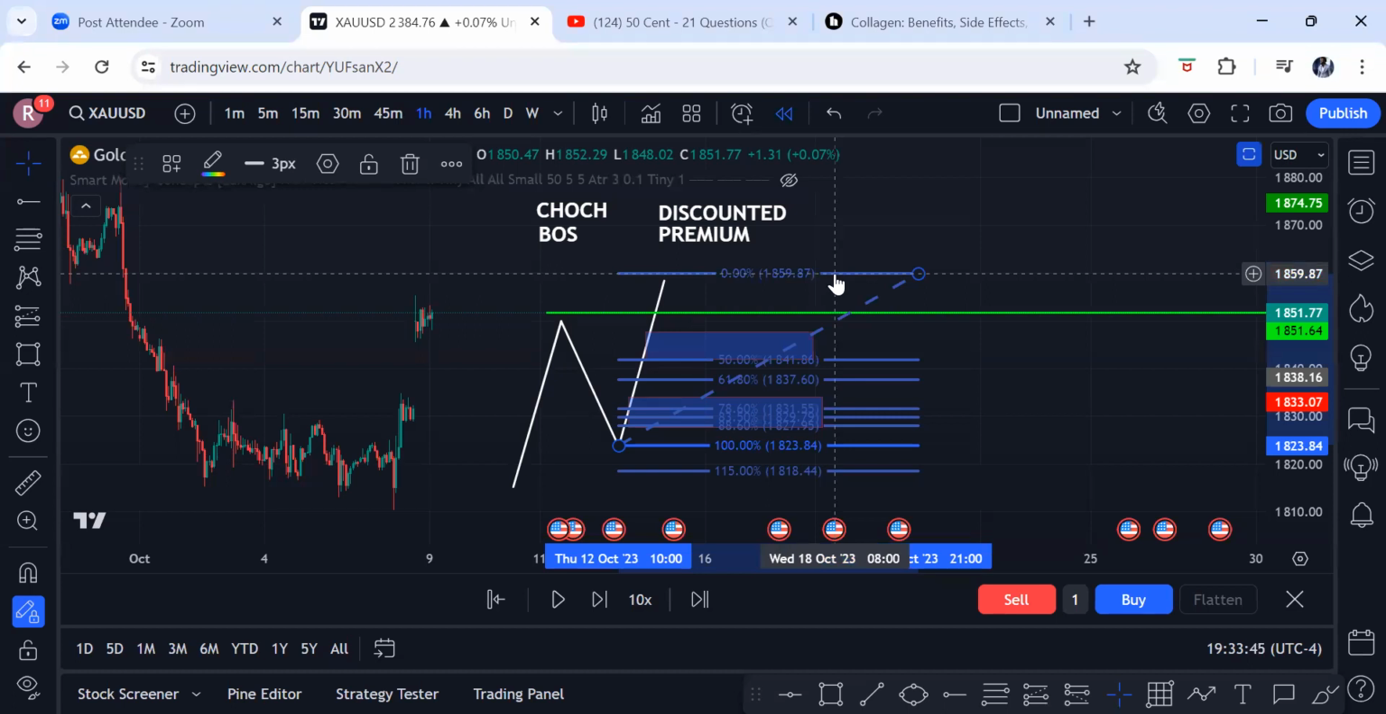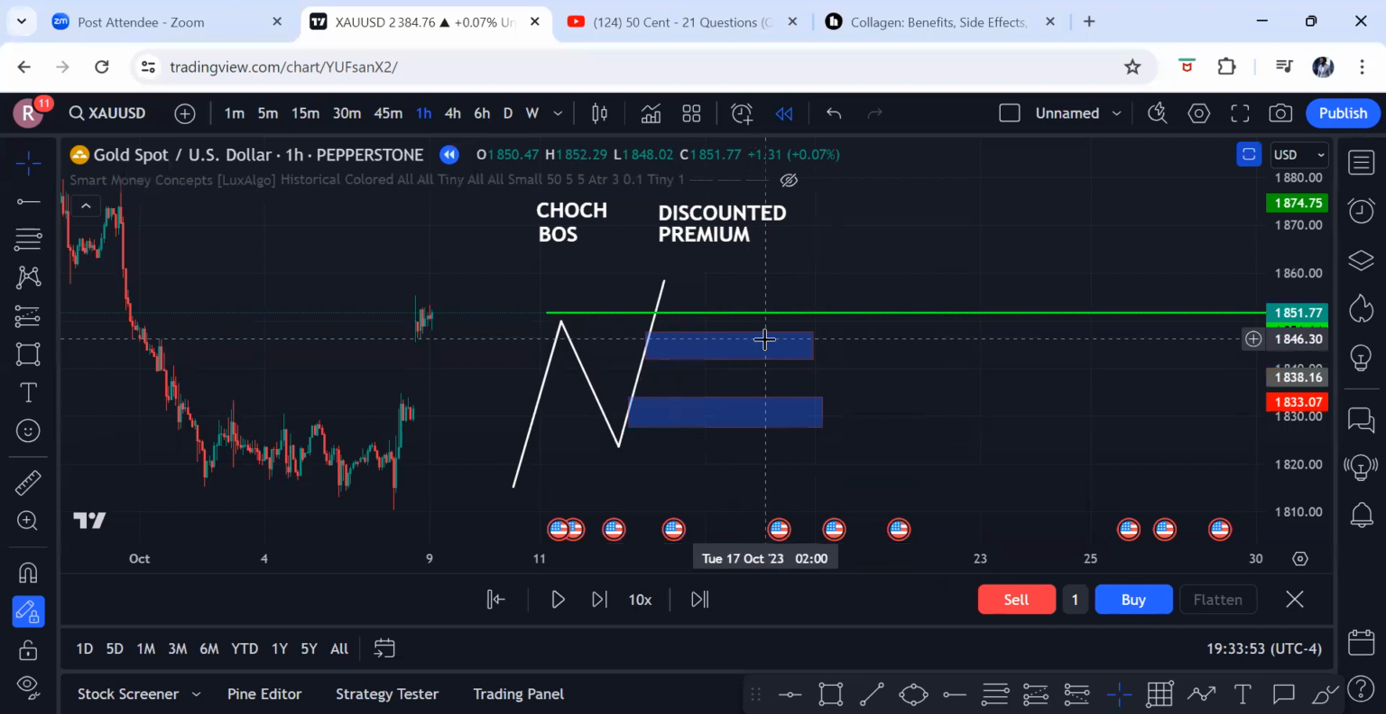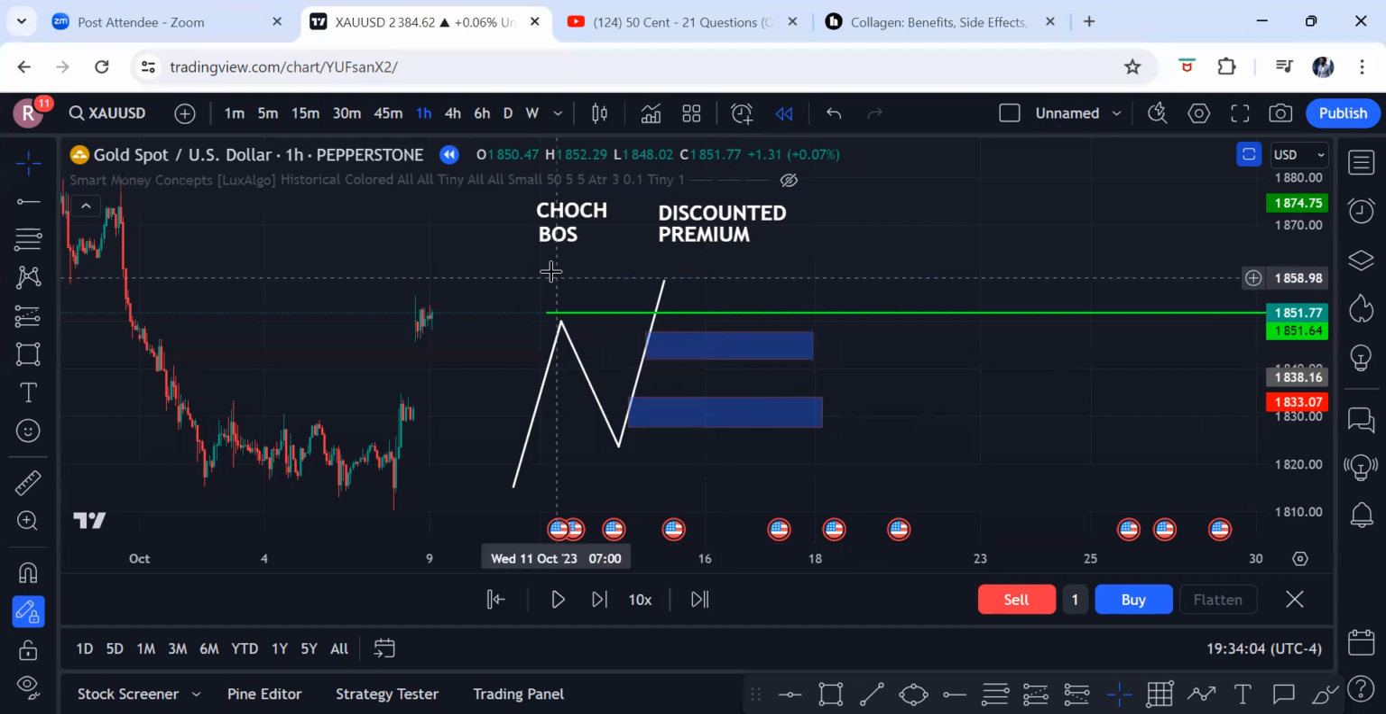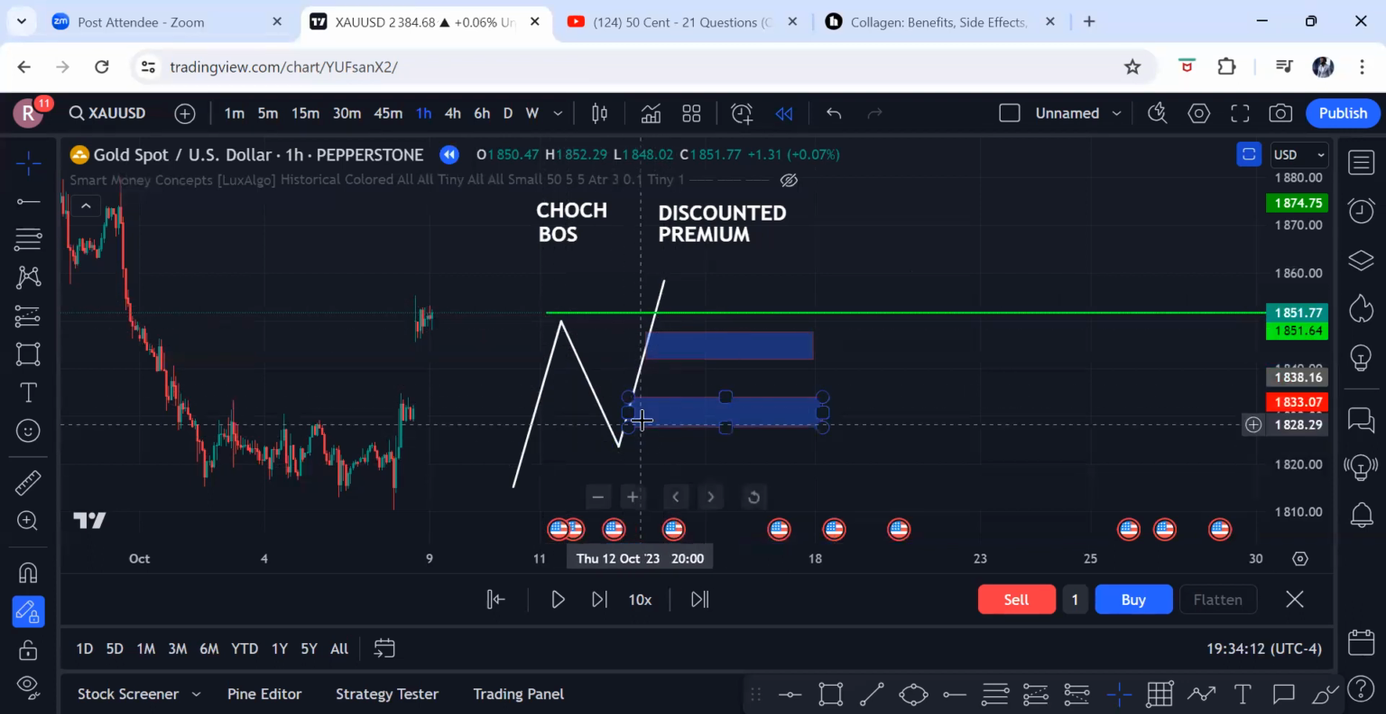So we're basically looking at entries in terms of utilizing imbalance. What areas of imbalance do you want to utilize as price is moving? We said that we're looking for two things. Number one, you're looking for a break of structure or a change of character. So we need to see price break structure here or give us a change of character, right? When the imbalance is formed.